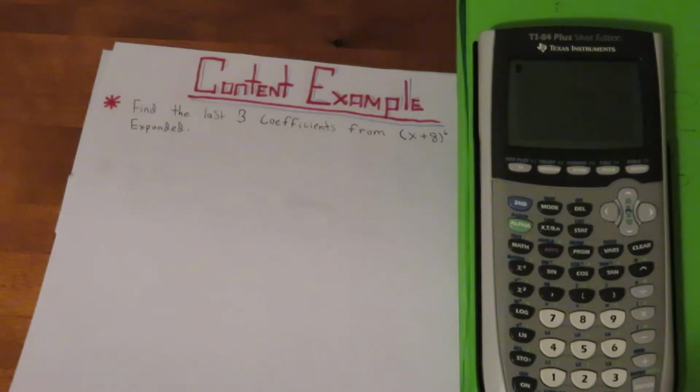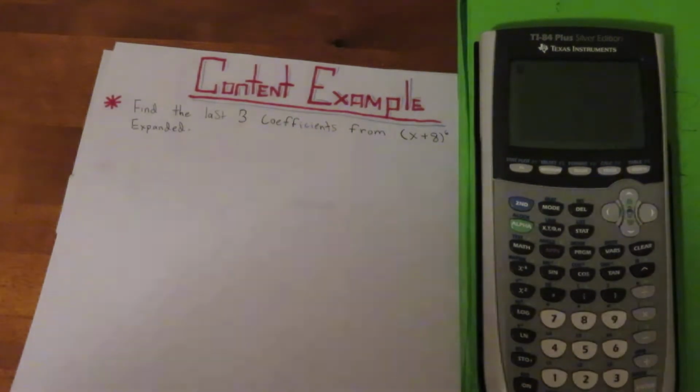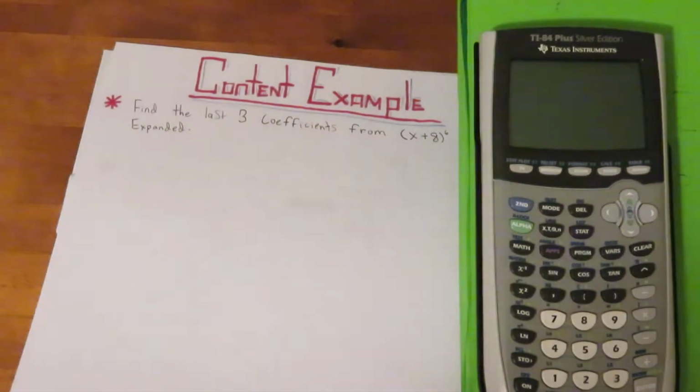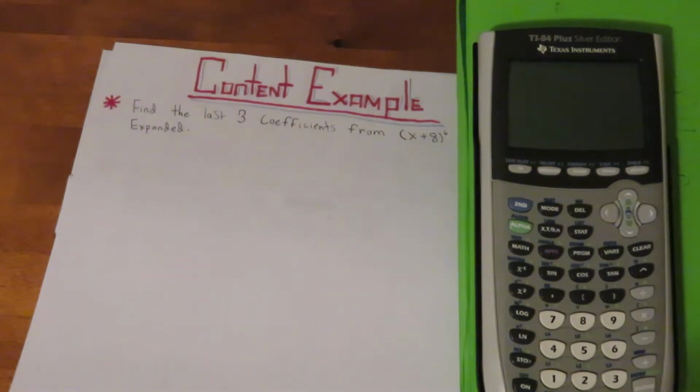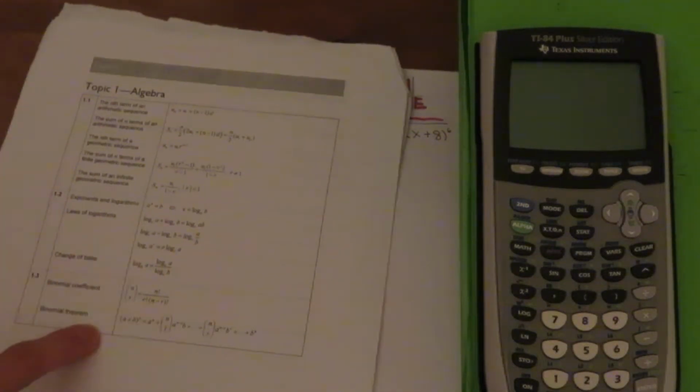Okay, now that we're done with our terms, we're going to move on to a practice problem. Our first practice problem says, find the last 3 coefficients from x plus 8 to the power of 6 expanded. First we're going to find out which formula we're going to be using for this. The formula that we're going to be using is the binomial theorem, and it's this one.